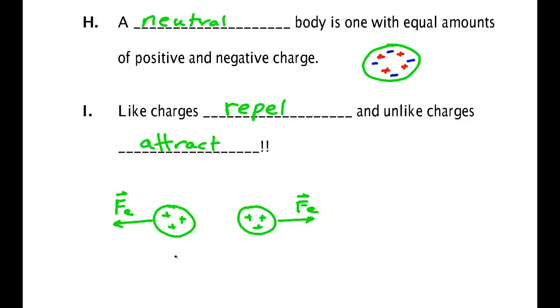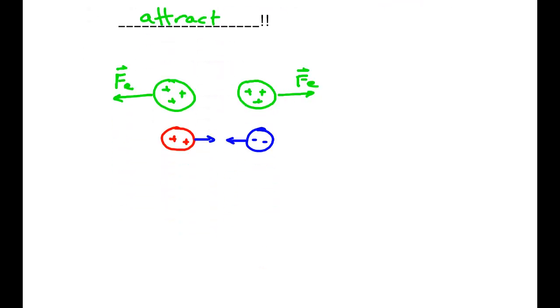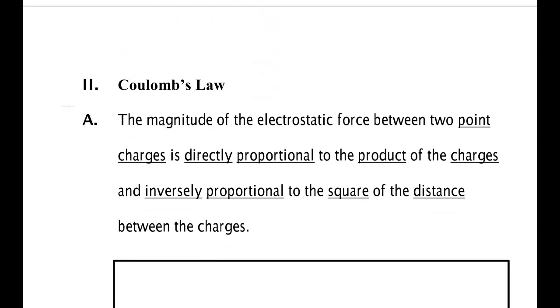On the other hand, if one of these is a positive charged object and the other is a negatively charged object, then in this case they apply equal magnitude forces in opposite directions, but those forces are attractive forces. This positive charge is pulled toward the negative charge, and the negative charge is pulled toward the positive charge. Notice the third law is alive and well in electromagnetism, that is in statics.